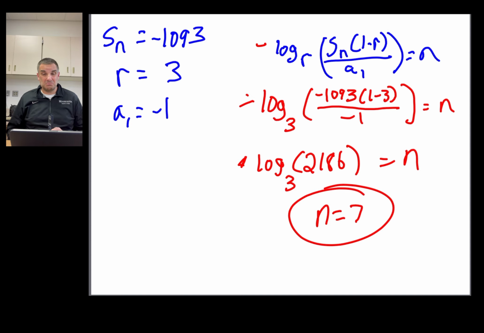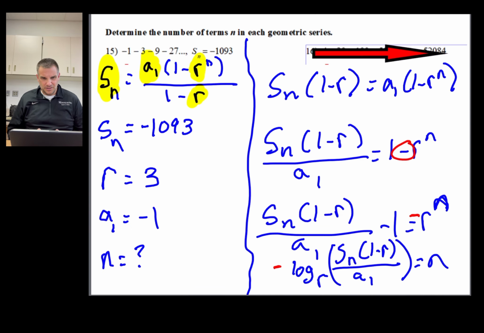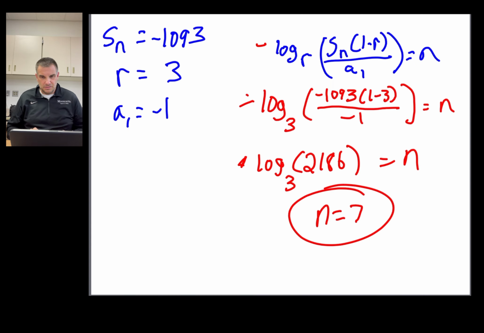Actually, math is kind of cool. That worked out to 7. All that mess that we just did worked out to 7 by doing the inverse, which is something we learned how to do. I forgot the negative, but we fixed it. 7.